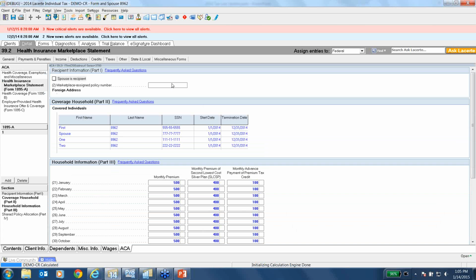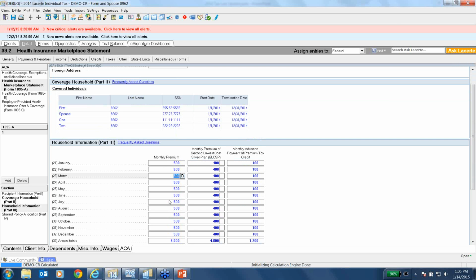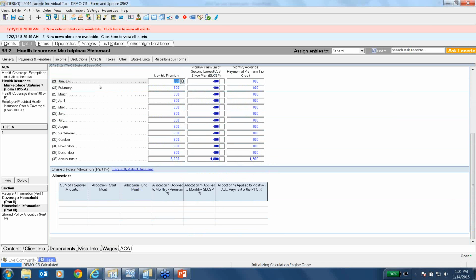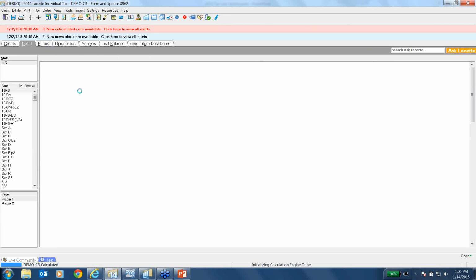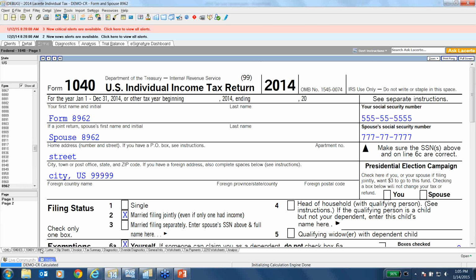So what we're showing here is the 1095-A. We have everybody in the household covered by insurance through the marketplace for the entire year. And then we're saying that they had $500 a month of monthly premium. Second lowest cost silver plan is $400 per month. And the monthly advance payments of the premium tax credit is $100 per month. We go ahead and calculate the return, and we go to the 8962.